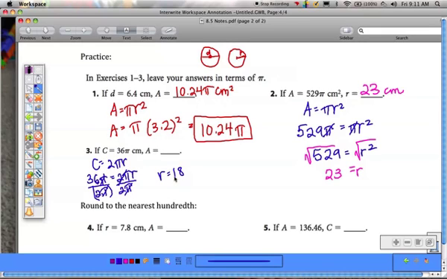All right, we're not done yet though because we want the area. So here's the first step, find the circumference. But then to find the area, we have to plug this in to pi r squared. So pi times 18 squared. We'll square the 18 and we'll get 324. And then again we put the pi after that. So the area is 324 pi centimeters squared. Okay, so that's leaving in terms of pi.